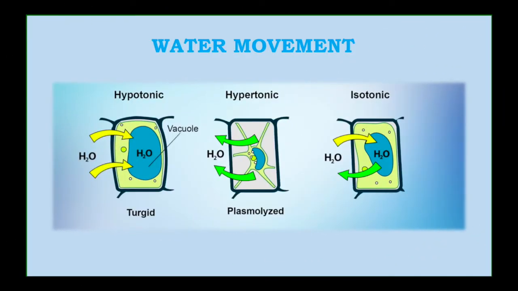Next, let me introduce you to these three terms: hypotonic, hypertonic, and isotonic. These are used to compare the osmolarity of the cells to the osmolarity of extracellular fluid around it.